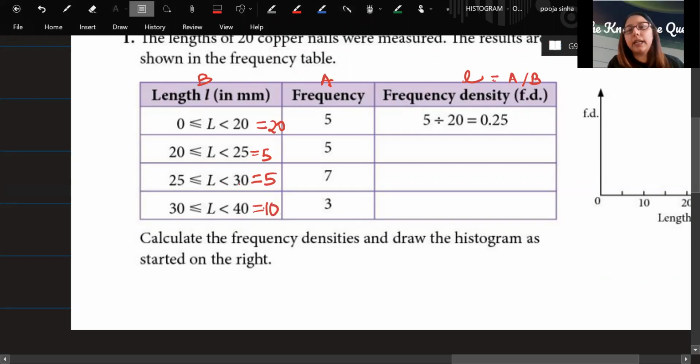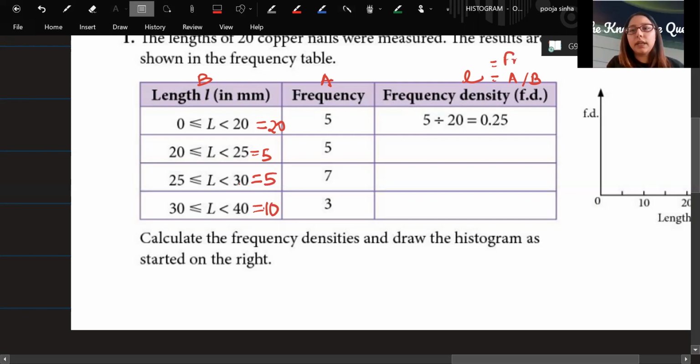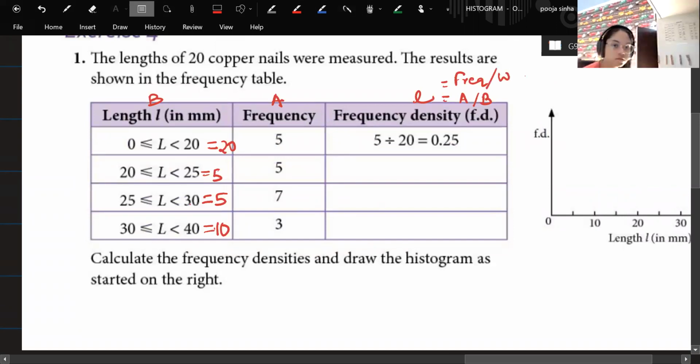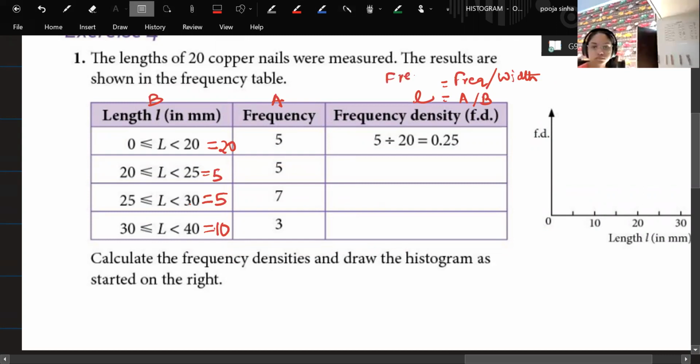Length nikalne ke liye, what is the process? You divide frequency by the width. Frequency is the area, right? And हमको निकालना क्या? We have to find out frequency density.